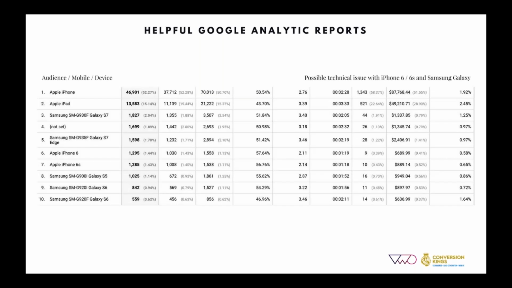Then the other report I look at is to find what devices are generally causing me an issue. What I'd expect to see here is a very similar conversion rate across all devices. But what we can see from this data is that the Apple iPhone is converting at 1.92%, around the 2% mark. Where I'm concerned is that the iPhone 6 is only converting at 0.58.